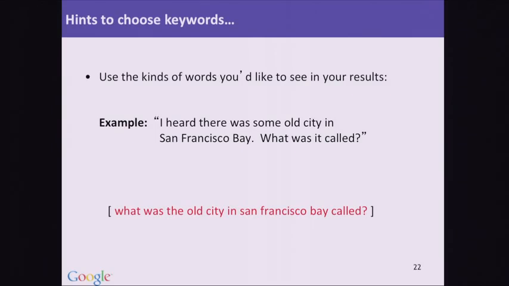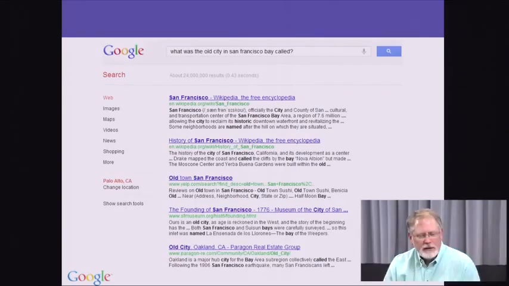This is a terrible query. Here's why. You see the results here? When you do a query like, what was the old city in San Francisco Bay called? You're using a lot of words to describe a very simple concept.